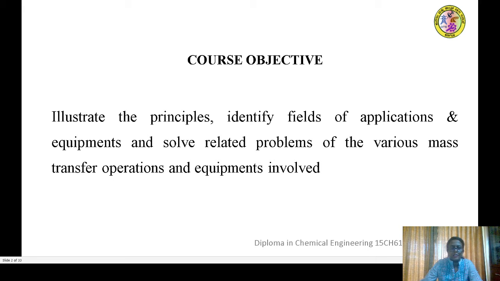Before we proceed to the contents of today's class, let me tell you briefly about the objective of this course. It is the objective of teaching this course to the students of diploma in chemical engineering. At the end of the course, the student will be able to illustrate the principles and also identify the fields of application and equipments and solve related problems of the various mass transfer operations and equipments involved. So this is our course objective.